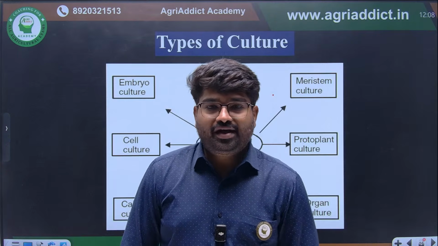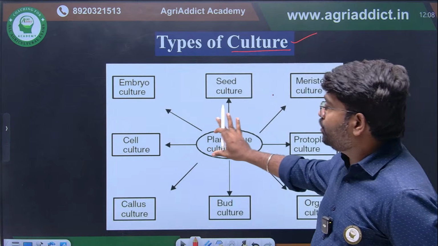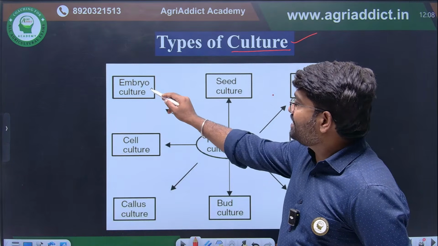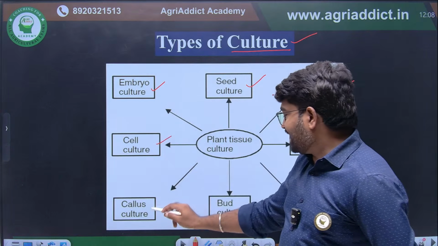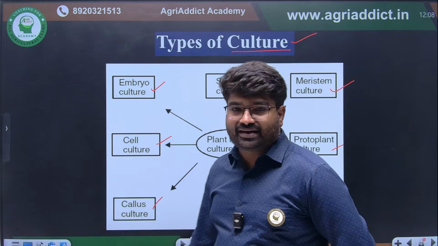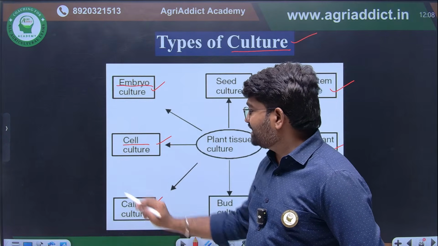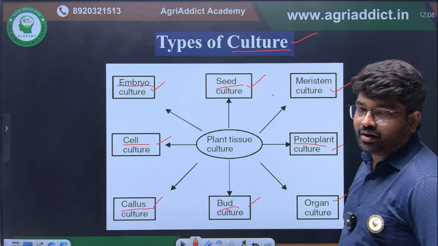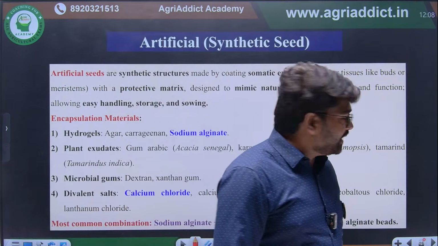Okay. Now we are going to see the different types of culture. You have to know what the different types of cultures are. Embryo culture, seed culture, meristem culture, cell culture, callus culture, bud culture, organ culture, and protoplast culture. These are the different cultures. The name is given based on the explant we are using for culturing, whether bud or seed, meristem or protoplast. Based on that, they have given the name. I hope this is clear.